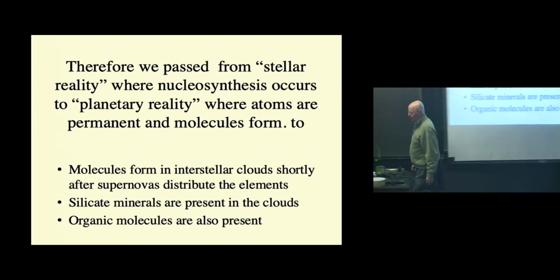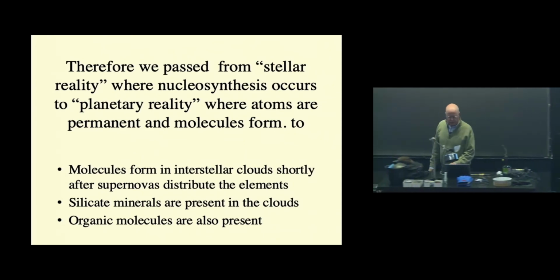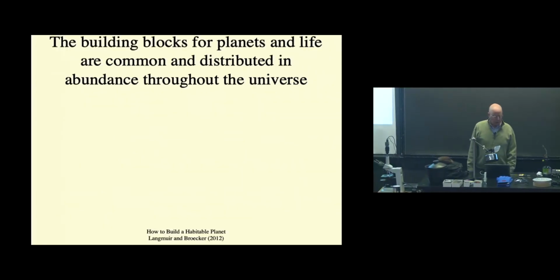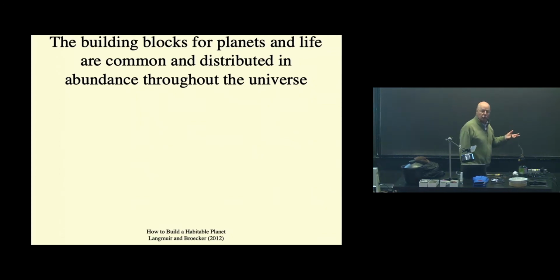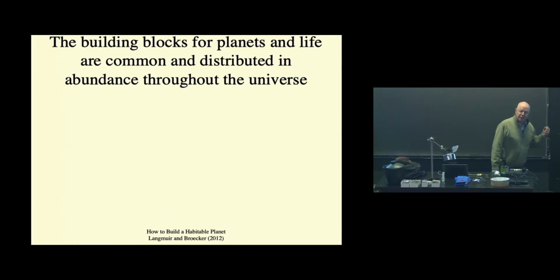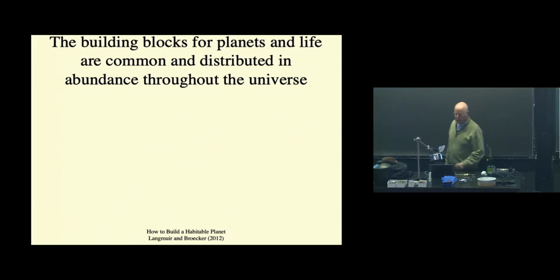And we're going to be talking about the origin of solar systems today. So these building blocks for planets and life are common and distributed in abundance throughout the universe. Everything we need is there, waiting to be put together in the right way.